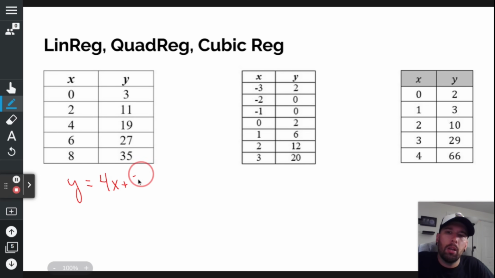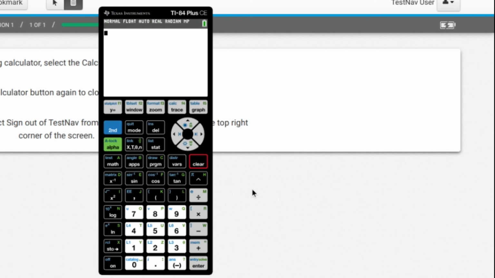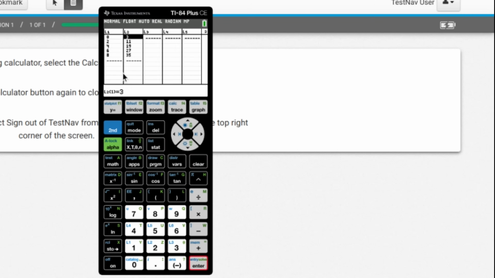All right, let's take a look at quadratic. All right, let's do quadratic regression. Now, if I were to do the same thing, I'm going to purposely do this: hit stat, hit edit, and I still have the data from my previous problem.